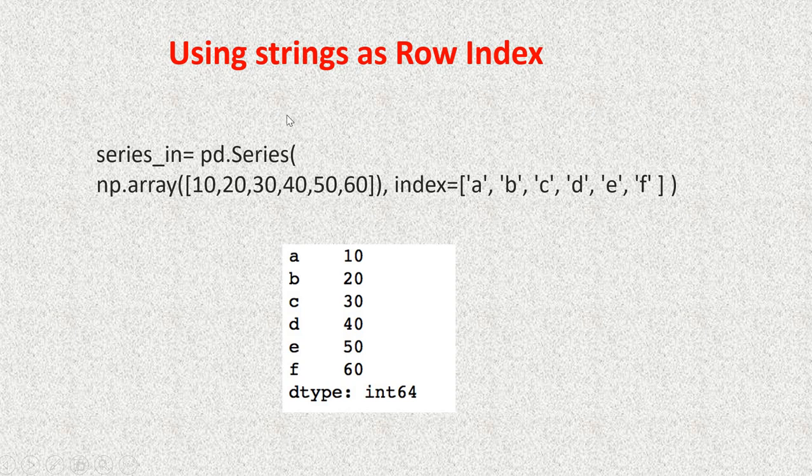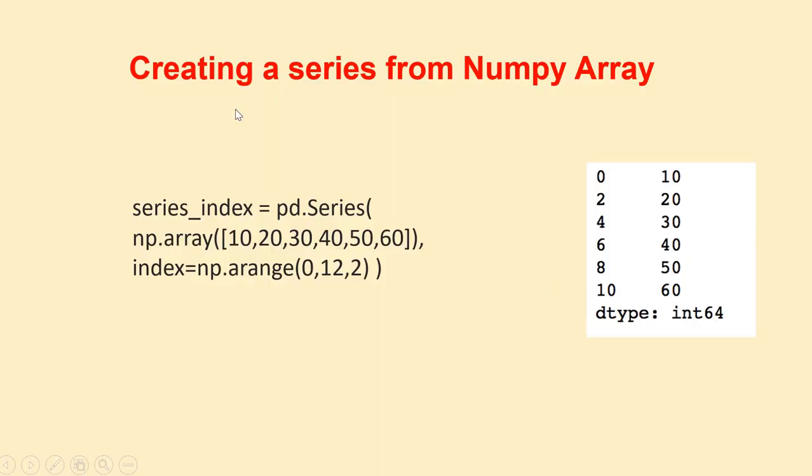Now creating a series and using strings as row index. See, np.array 10, 20, 30, 40, 50, 60 and index is equal to, these are strings. These strings are used as row indexes A, B, C, D, E, F in single quotes and separated by commas.